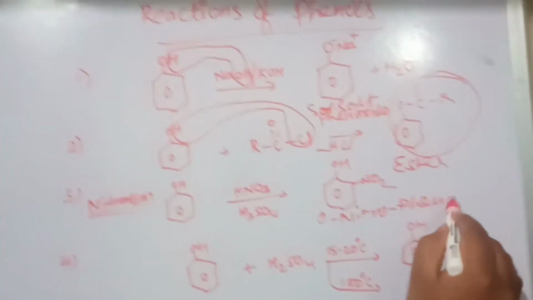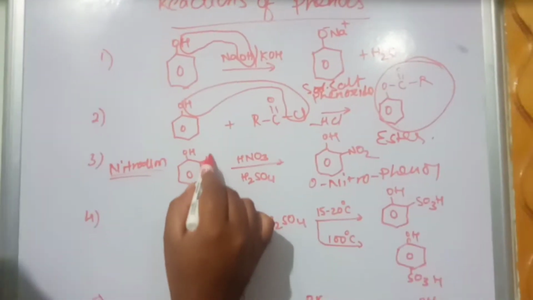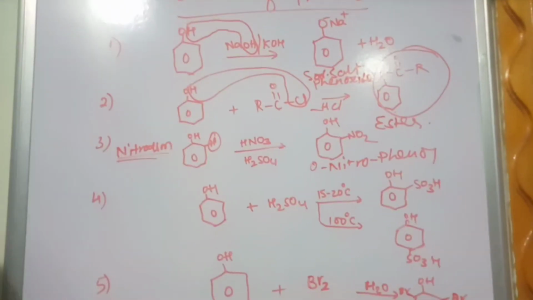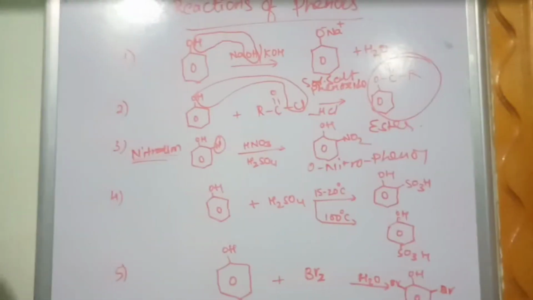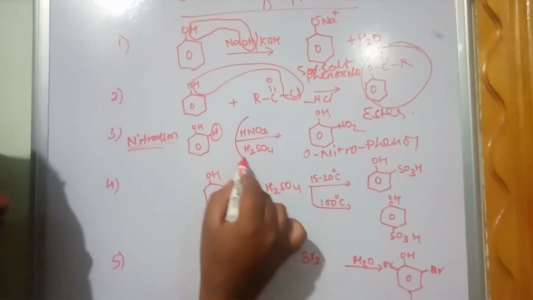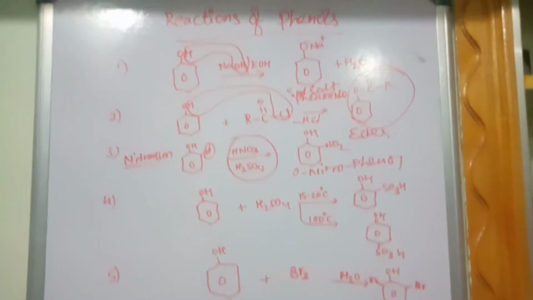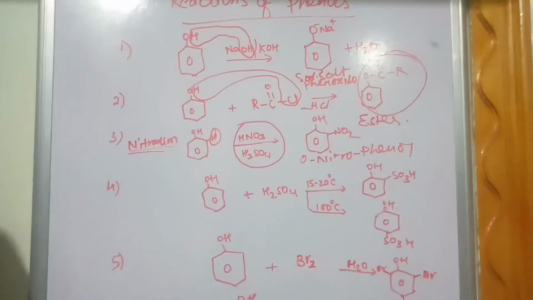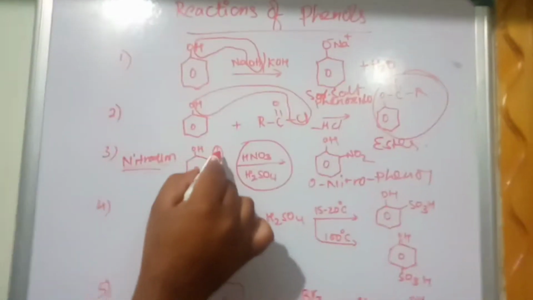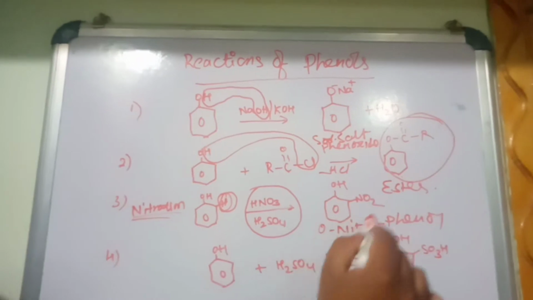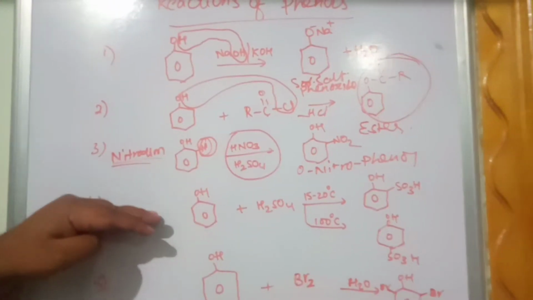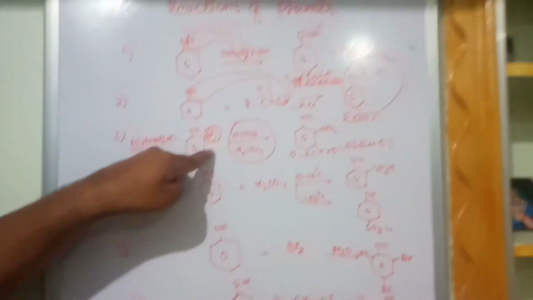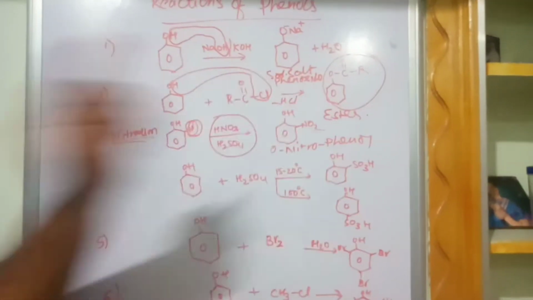So what is a nitration reaction? Replacement of hydrogen of an aromatic compound or benzene by a nitro group is called nitration. The nitrating mixture, you know very well, is nitric acid and sulfuric acid. These two combined together replace hydrogen by a nitro group. We have already discussed the mechanism in the unit of benzene. The same mechanism applies here.